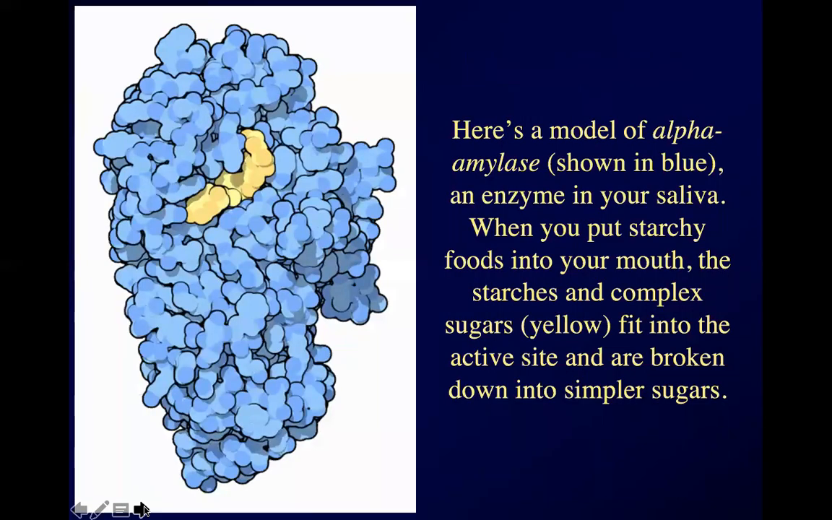So here's an actual model of alpha amylase. That's an enzyme in your saliva. And in yellow, that is a fragment of a starch molecule that's fit into this groove area. That's the active site. And again, when you put starchy foods into your mouth, the enzymes flood in. They're always present in your saliva.